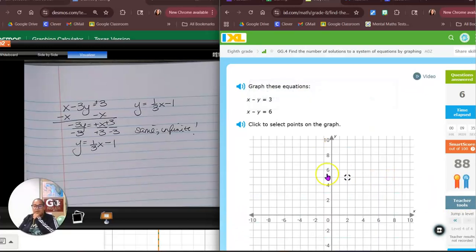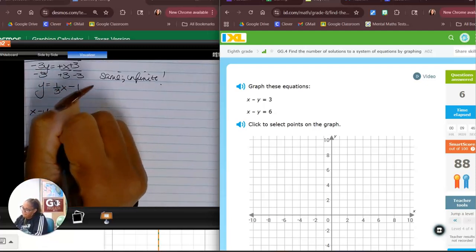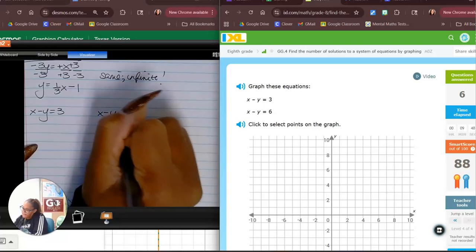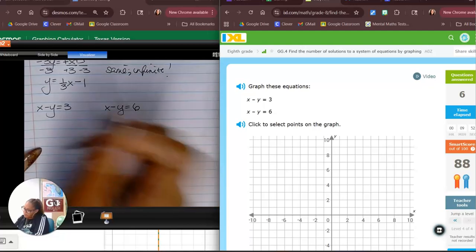Let's see what happens if I jump to a higher level. Ooh, now I've got 2 that I need to solve for. So if I've got x minus y equals 3 and x minus y equals 6, it's looking like they're going to have the same slope and they're going to be parallel, but let's prove it.